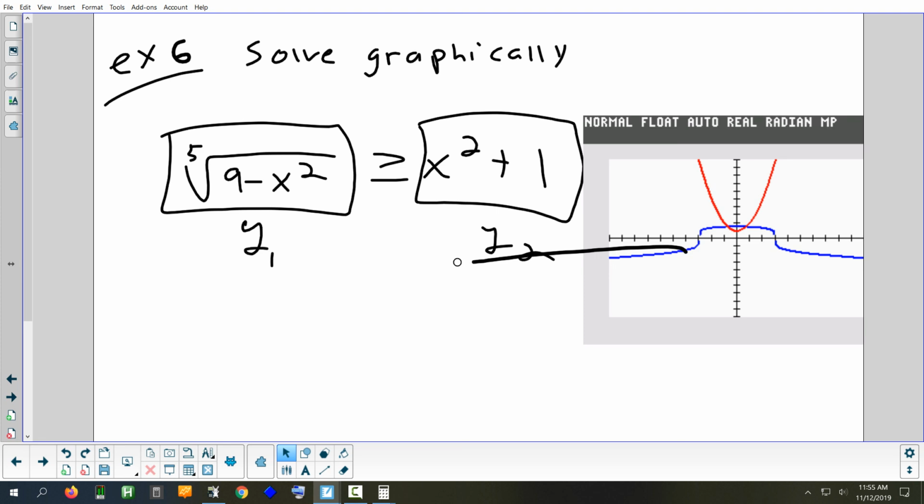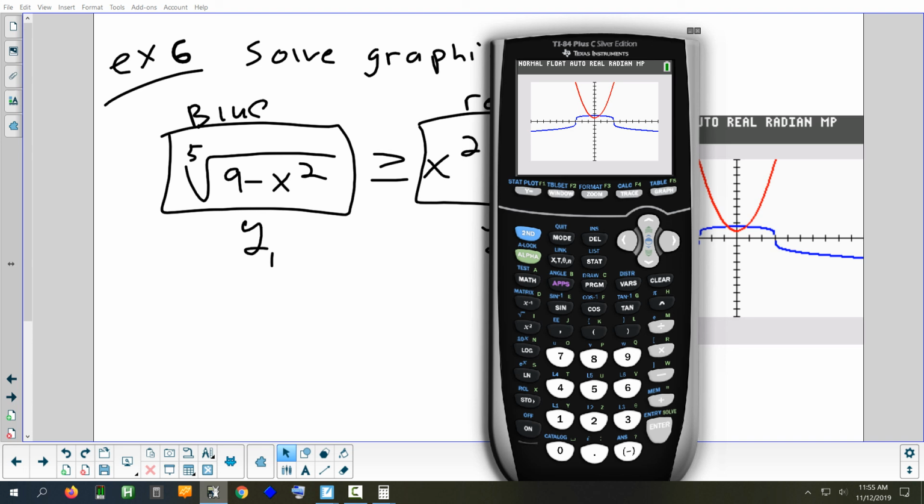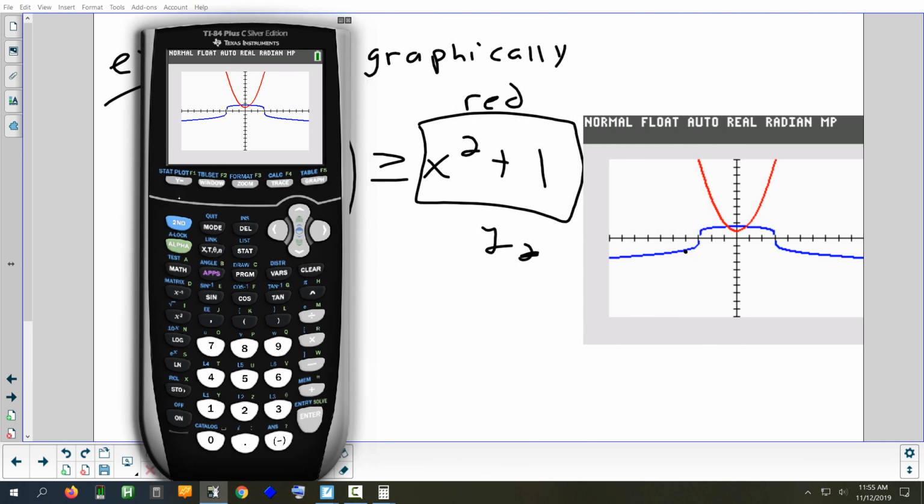Okay, so what am I looking for? Where the 5th root, that's what was in blue, is greater than or equal to the red. Is the blue ever greater than or equal to the red? Yes. In a small section or a big section, can someone describe where? Yep, Chris? Around like -1 to 1. Around like -1 to 1, yeah, we just have to figure out what those points are. But it's somewhere in the parabola, in the U. That's what we're looking for.